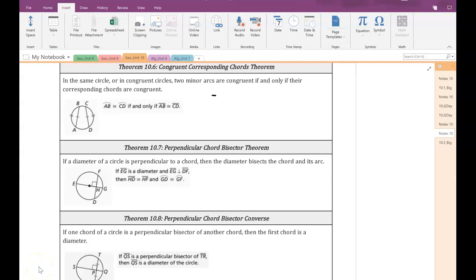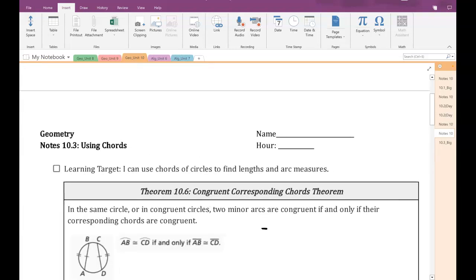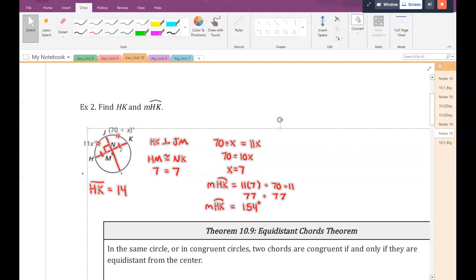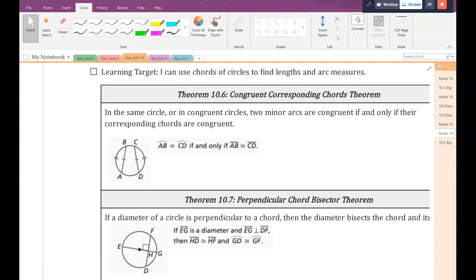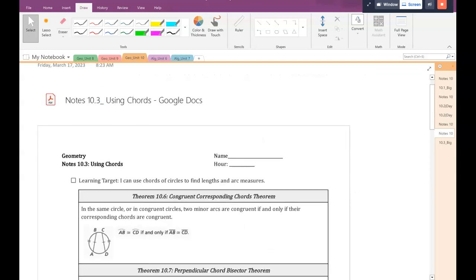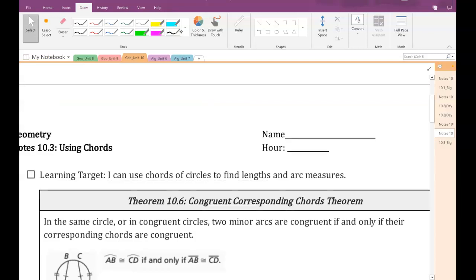So today is all about chords. A chord in a circle, we want to draw a picture of it, because I think that's almost always the best way to handle definitions in geometry, is just drawing a picture. So a chord is, if we have a circle.